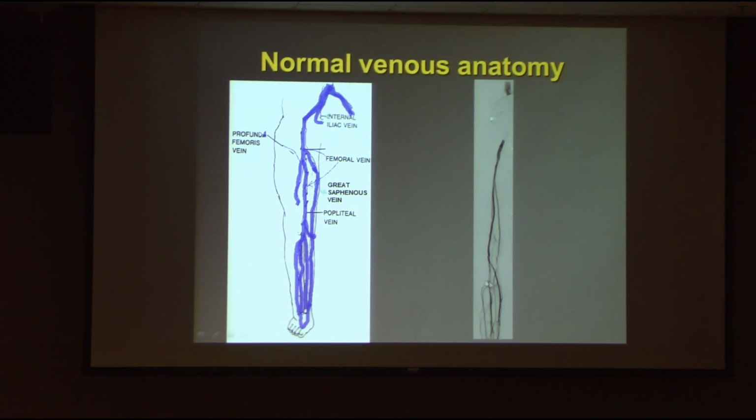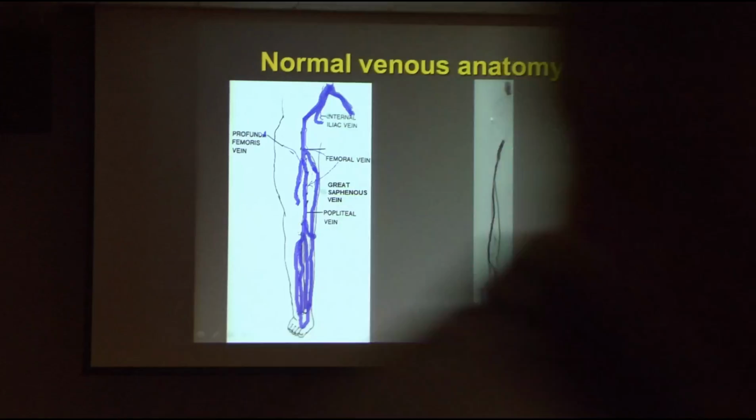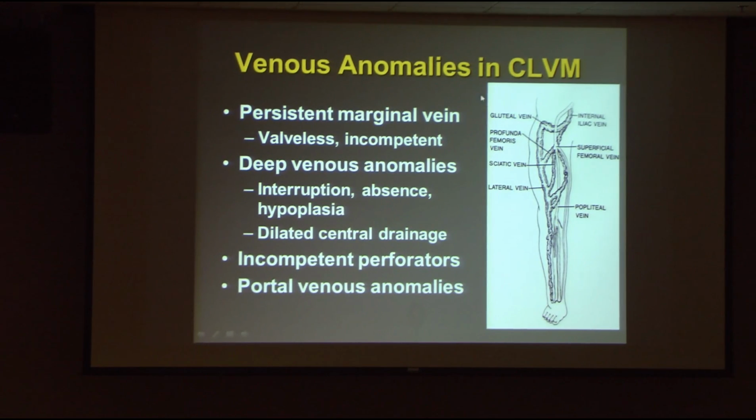What I'd like to draw your attention to is how nice and smooth these veins look. They're smooth walled. If you look really closely, I'll show you some pictures. You can see little valves interposed every few centimeters, and that differs from what you see in KTS.